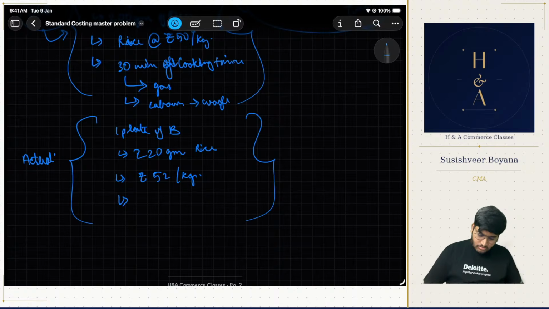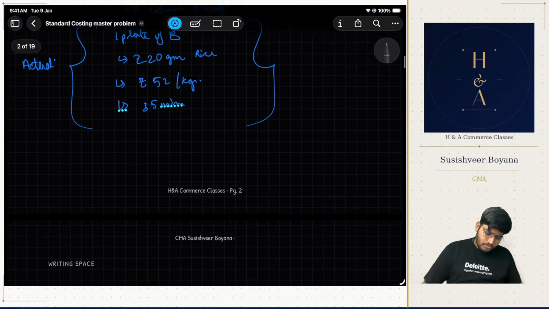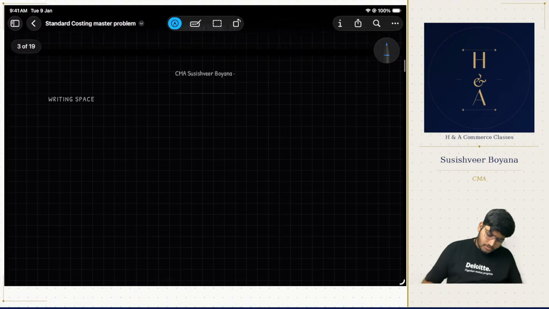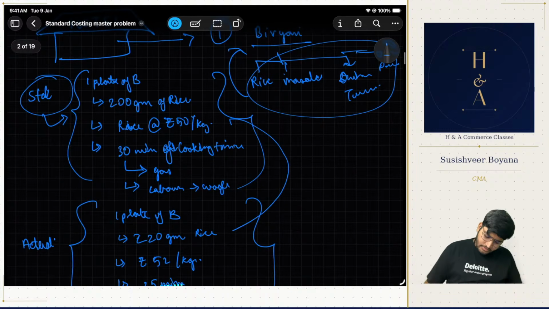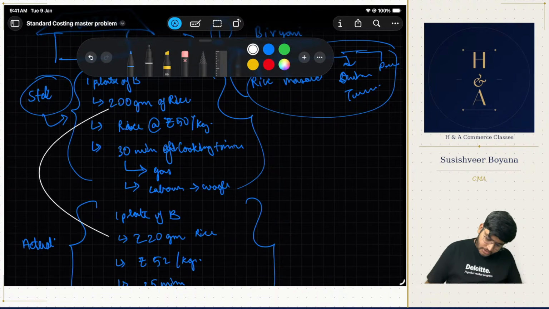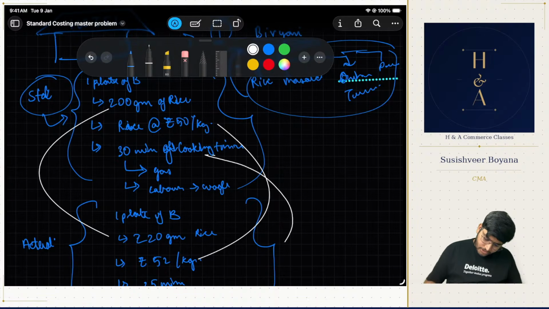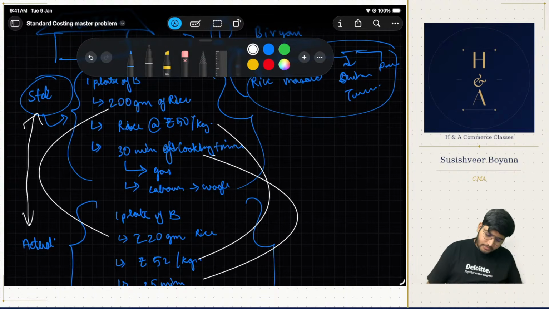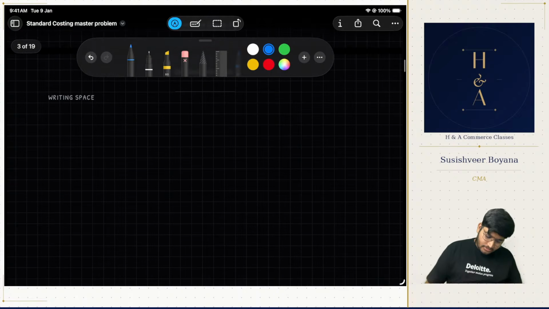Okay, fine. What is the cook time? I asked. You said 35 minutes. I was like, what? Remember, from 200 to 220 grams, from 50 to 52 rupees, and from 30 to 35 minutes. I see a lot of deviations between the standard and the actual, correct? So I sat with you.